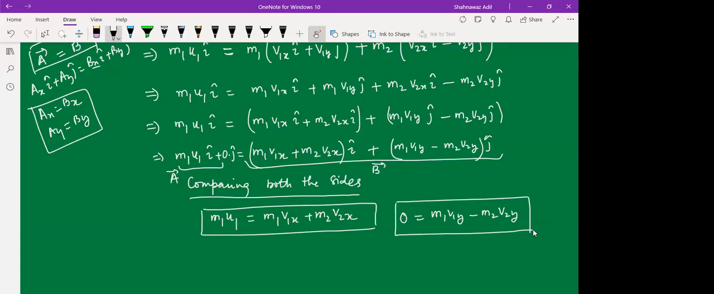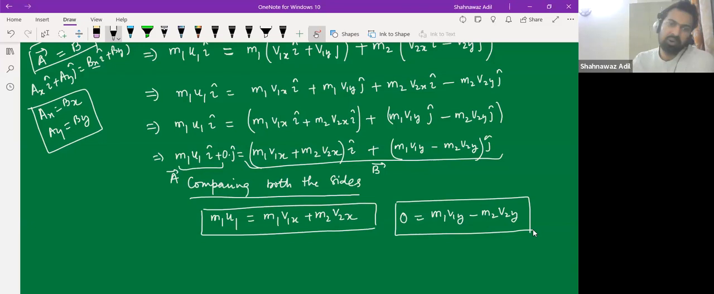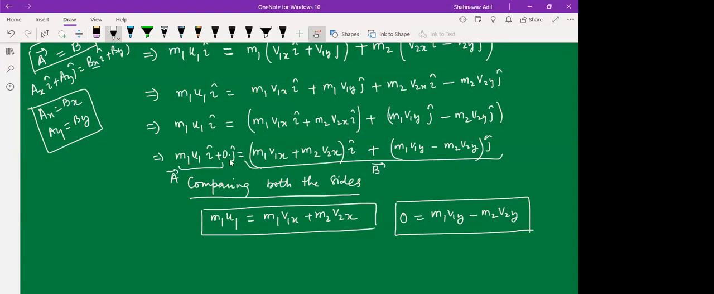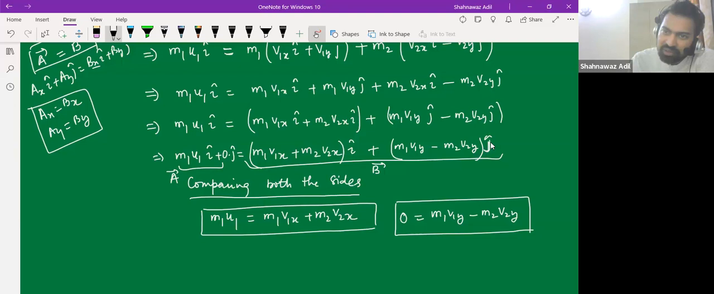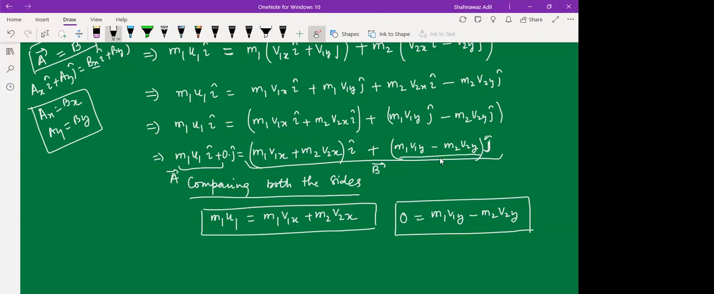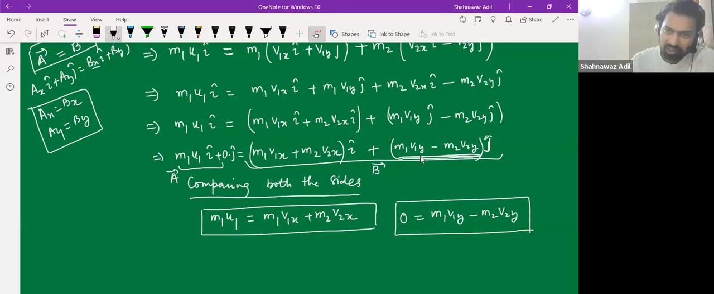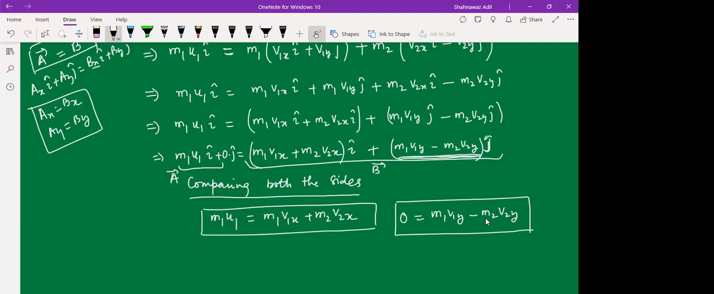Can you explain again? Yeah. You see that in the left hand side, what is the coefficient of J? 0. And in the right hand side, what is the coefficient of J? This is the coefficient of J, this one I have written here. Clear.